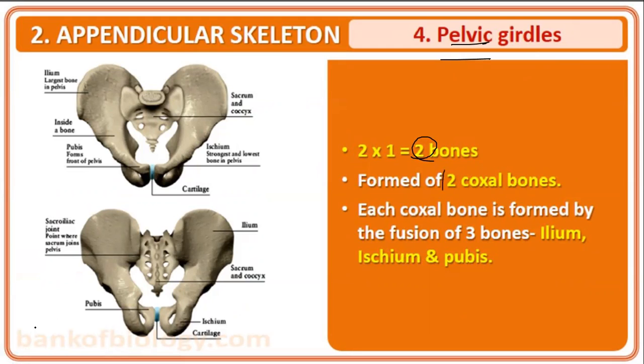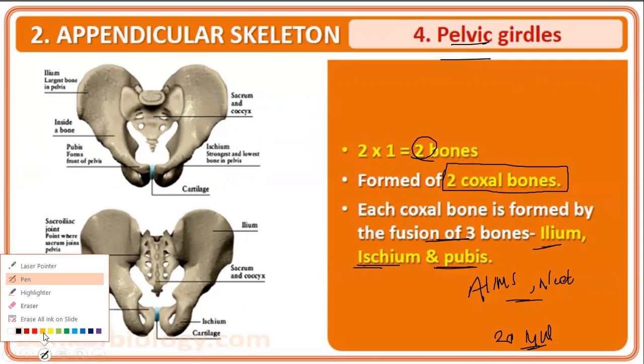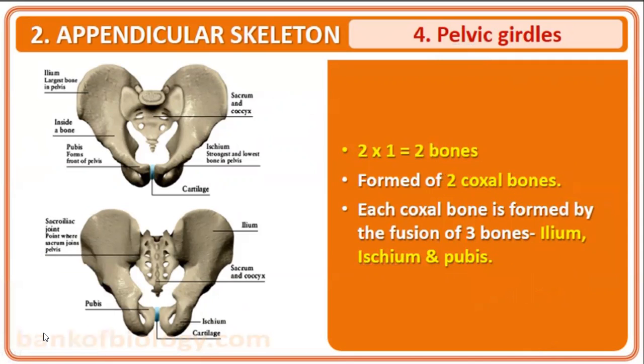It is formed of two coxal bones, and each coxal bone is formed by the fusion of three bones. This is an AIIMS, NEET, AIPMT question repeated at least 20 times. Repeated MCQ question. Clear? So they are formed by the fusion of three bones: ilium, ischium, and pubis. Study in that order itself. The three different bones which form the coxal bone.